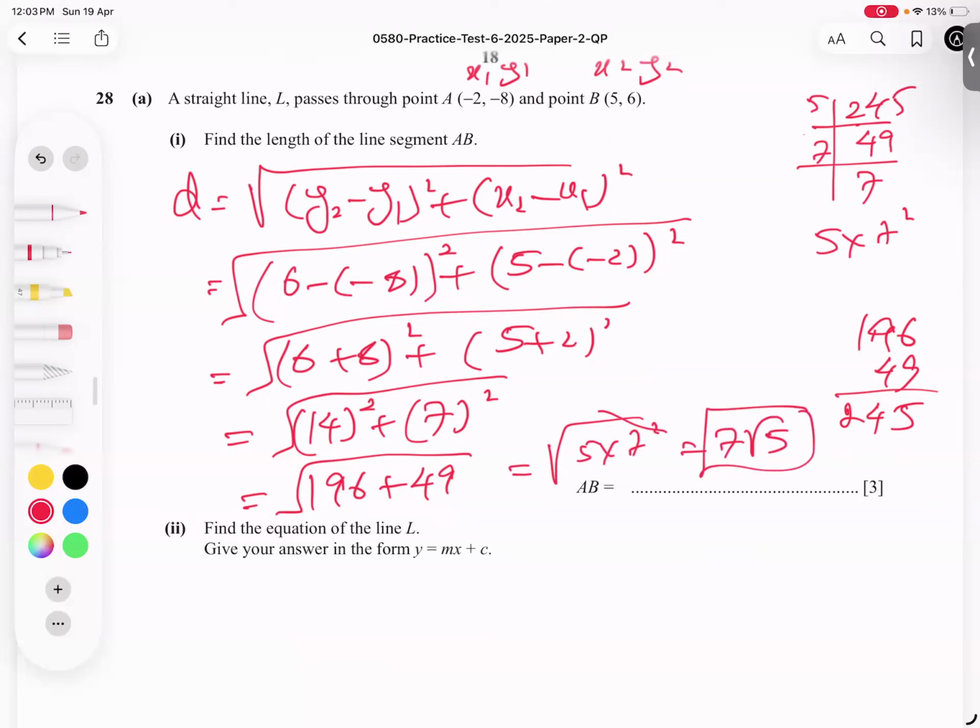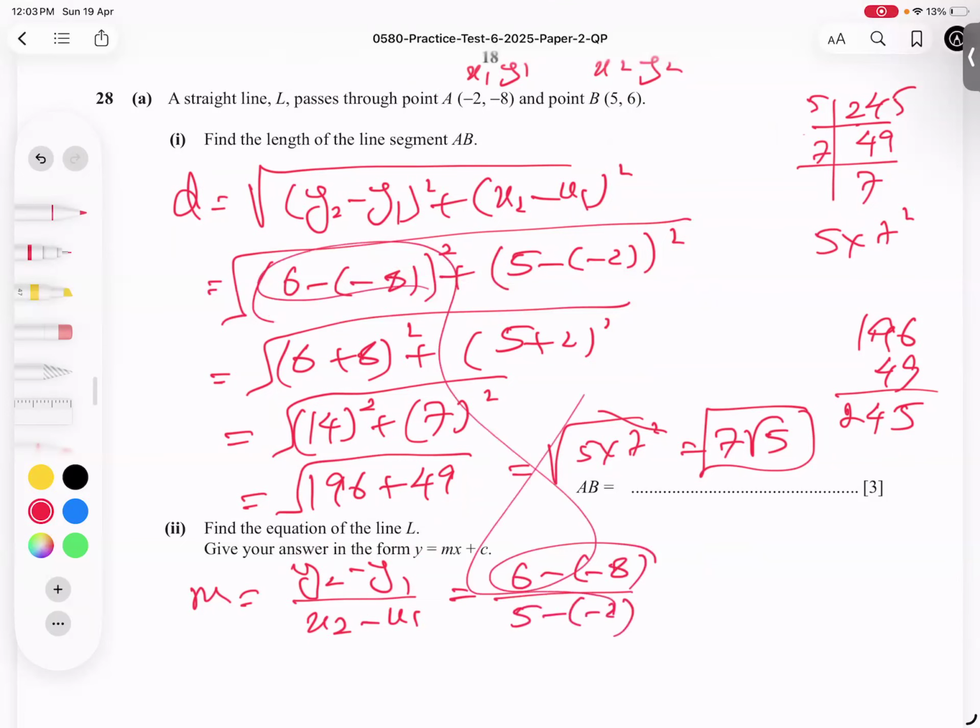So the equation of the line. How do we get the equation of the line? Students, we need m. What is the gradient formula? y2 minus y1 over x2 minus x1. I'm placing the same values from the top. y2 is 6, y1 is clear, and 5 minus 2. So I copied from here and from here, and I got 14 on the top and 7 at the bottom, and I got gradient 2. Let me check. Yeah.